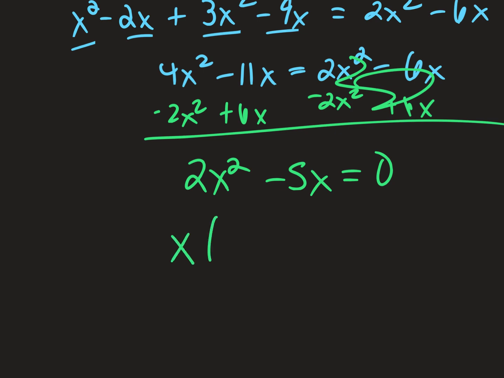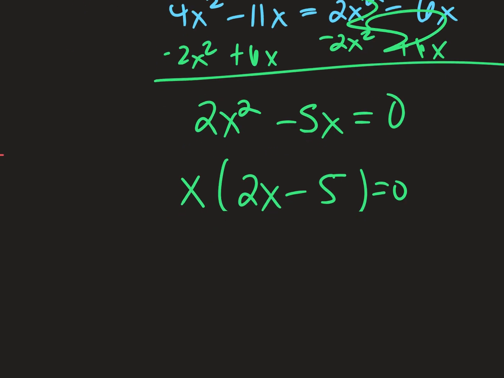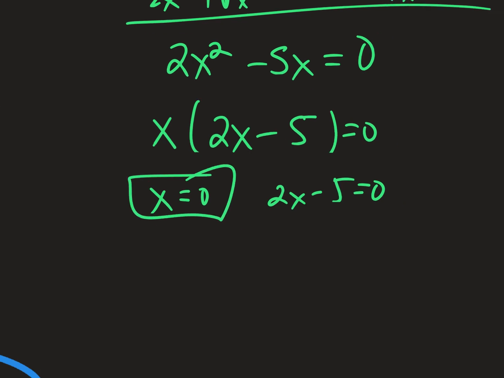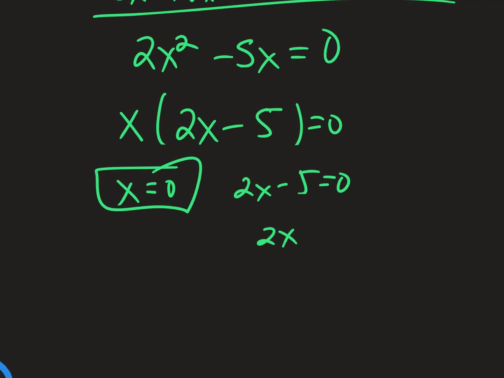So what can we factor out here? We can take out an x. This leaves me with 2x minus 5 equals 0. So now set each piece equal to 0. x equals 0. And when I solve this, I get 2x equals 5, so x equals 5 over 2.